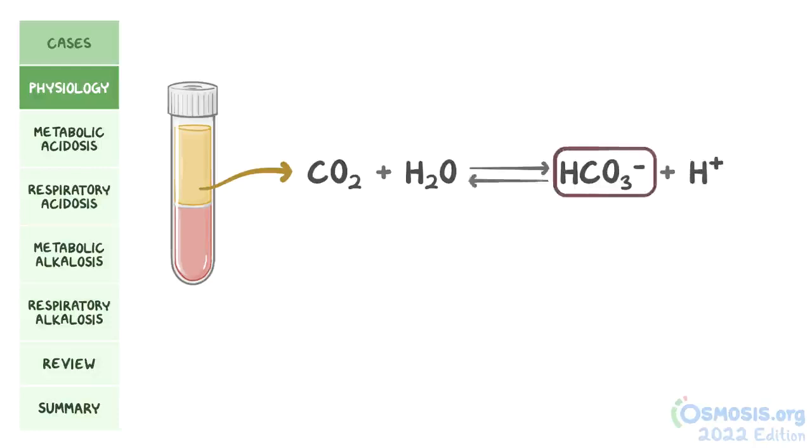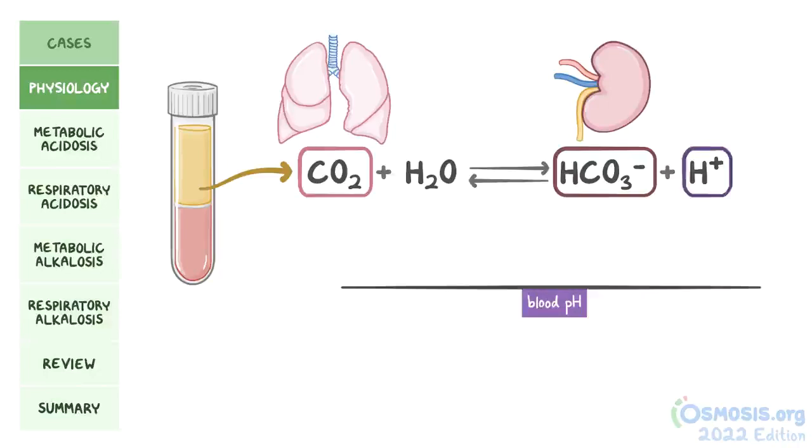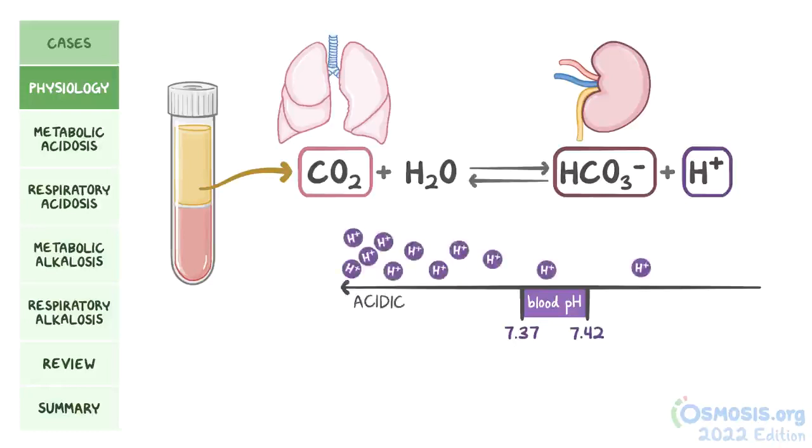Now, bicarbonate ions are mostly regulated by the kidney and metabolism, while CO2 is regulated by the lungs. The blood pH, which corresponds to the hydrogen ion concentration, needs to stay in a very narrow range, between 7.37 and 7.42. Basically, the more hydrogen ions, the more acidic the blood is, and the lower the pH. Less hydrogen ions means the blood is more alkaline, and the higher pH.